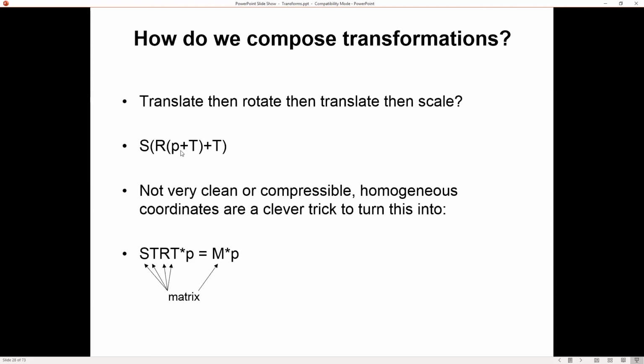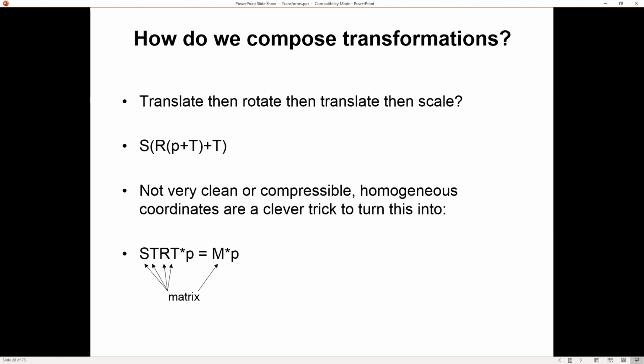We have our point. We're going to do plus translation, and then we apply our rotate, and then we plus some other translation, and then we apply our scale. This formula is getting messy. It's not very compressible. If I have a stack of 100 operations, I have to keep track of what's going on in here. It'll be very difficult to use.